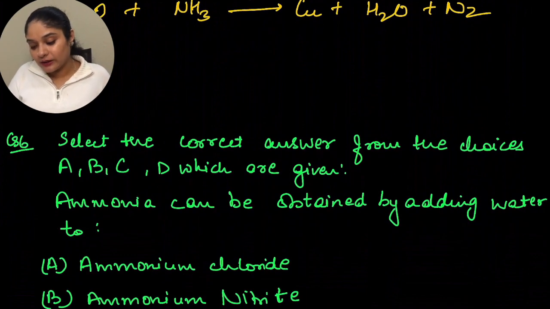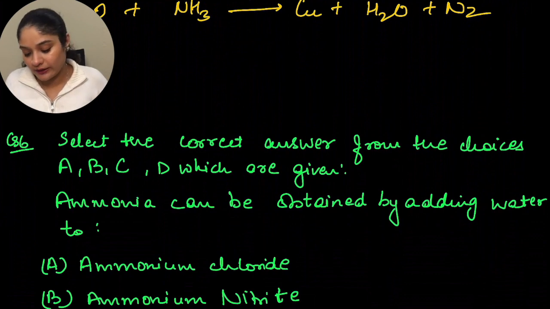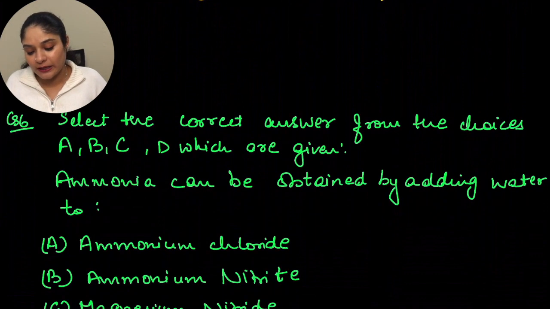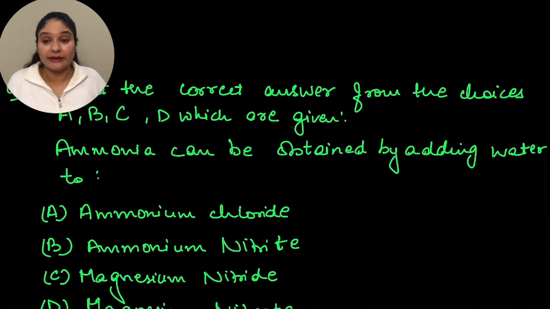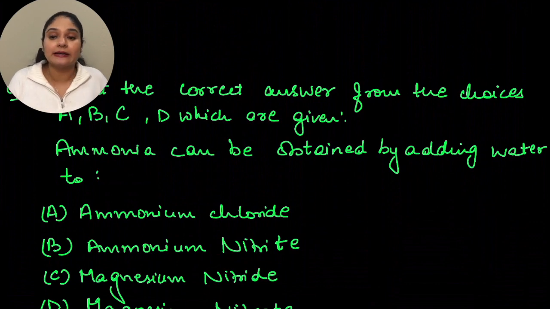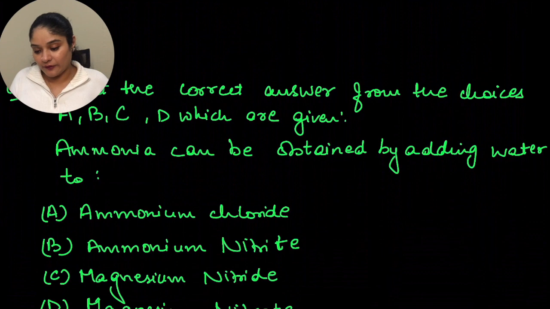It says select the correct answer from the choices A, B, C and D which are given. Ammonia can be obtained by adding water to what? So this is when you have nitrates, metal nitrides that you use for the preparation of ammonia gas. That is the second preparation method of ammonia, the one that we do not prefer because it is expensive. So this is the one that we're talking about.